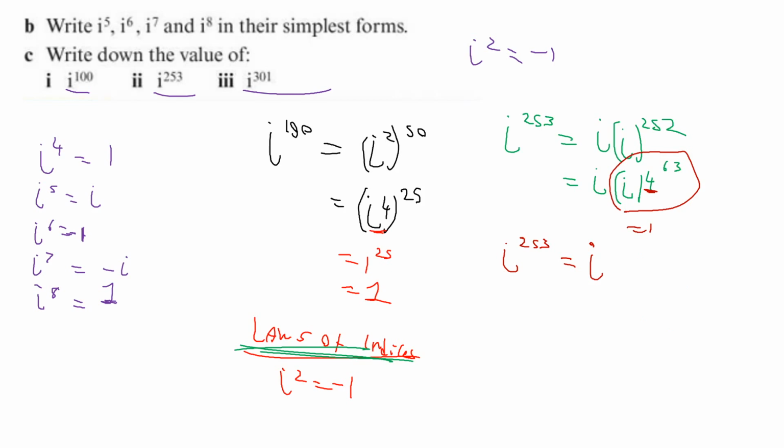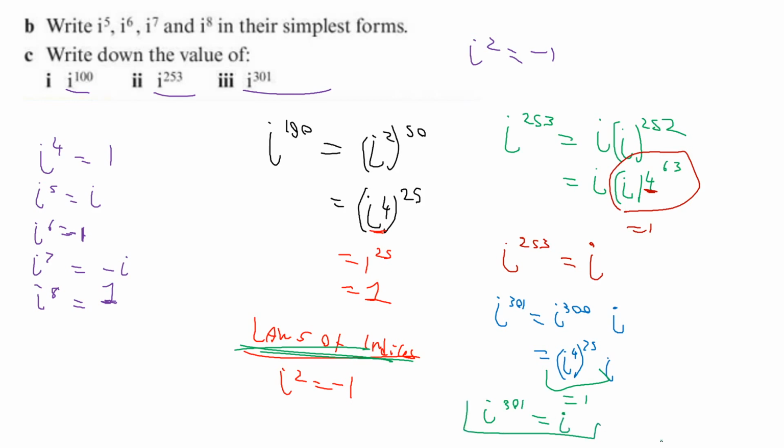And finally, i to the 301. This one's pretty straightforward. i to the 301 is the same as i to the 300 times i. And we know that i to the 300 can be written as i to the power of 4 to the power of 75. And because we have i to the power of 4, this will just be 1. So i to the 301 is equal to i. So again, all it is is laws of indices.